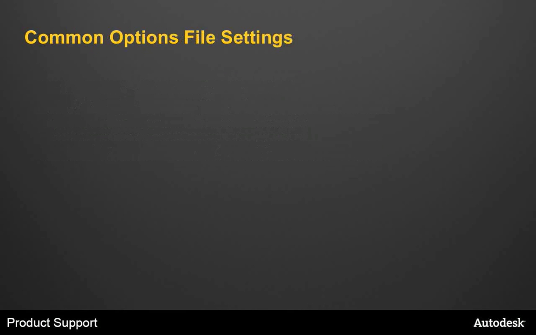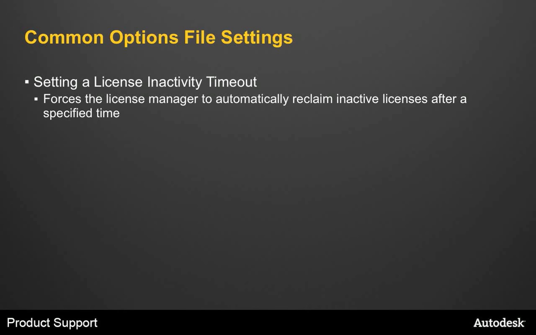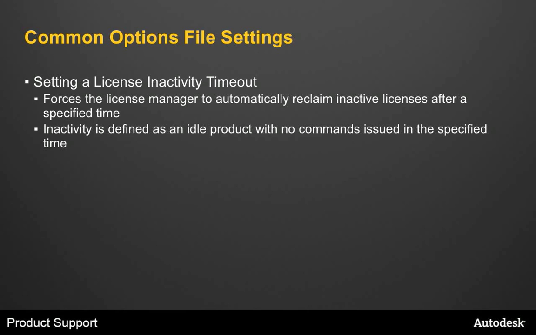All right, so what can you do with an options file? Well, let's take a look at some of the most common options file settings. One thing you can do is set a license inactivity timeout. This forces the license manager to automatically reclaim any licenses that are inactive after a specified period of time. Inactivity is defined as a product sitting idle with no commands being issued within this time frame.